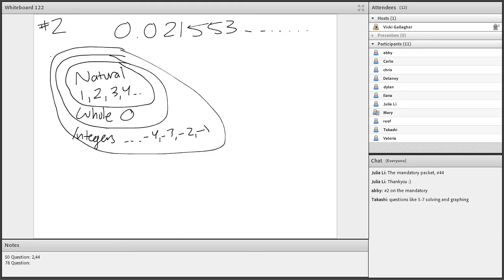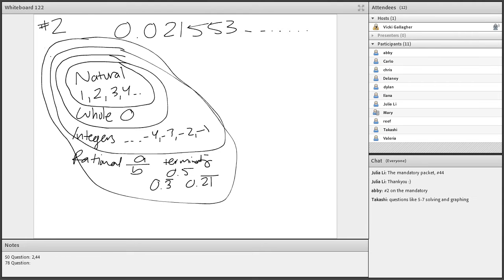And then finally, the biggest circle is rational numbers. And rational numbers are anything that can be written as a fraction. So that includes fractions, obviously. But it also includes terminating decimals, decimals that have a stopping point, like 0.5, where you're like, okay, that's the whole decimal. And repeating decimals, so decimals that have a pattern, like 0.3 repeating, or even things like 0.212121, and that repeats. So those are all called rational numbers: fractions, decimals that have a stopping point, and decimals with a repeating pattern.